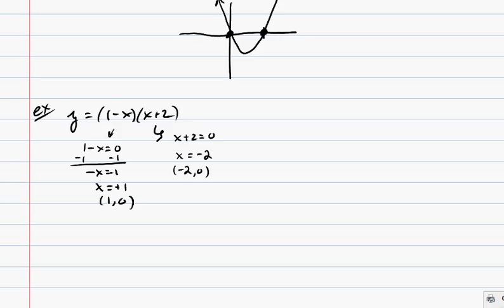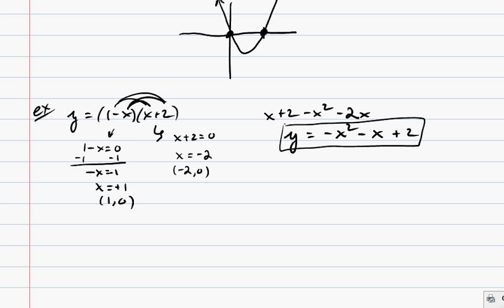And so when they flip it around, some people might be tricked into thinking that's negative 1, but it's really positive 1. And then when we expand this out, we have to do foiling. So I'm going to multiply those two together. That would be x plus 2, and that would be negative x squared and negative 2x. Writing that in standard form, we have negative x squared, negative 1x, and then plus 2. That's my standard form. Also then, my y-intercept is 0, 2.